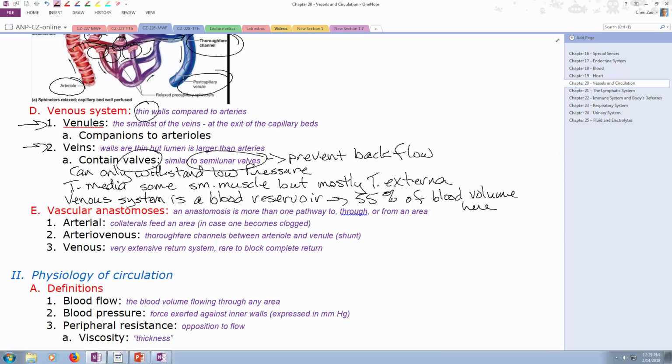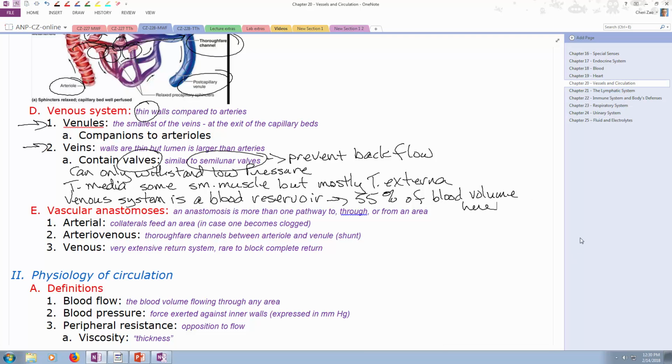And so if we are under a lot of turmoil, fight, flight, it's one of the reasons why we have muscle in those walls. Those veins will be able to actually vasoconstrict and push the blood back into the arterial system to send oxygen to the tissues that are in demand for us.